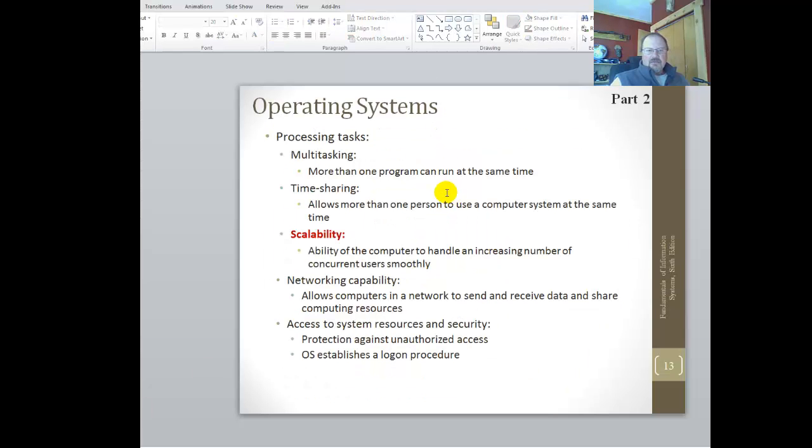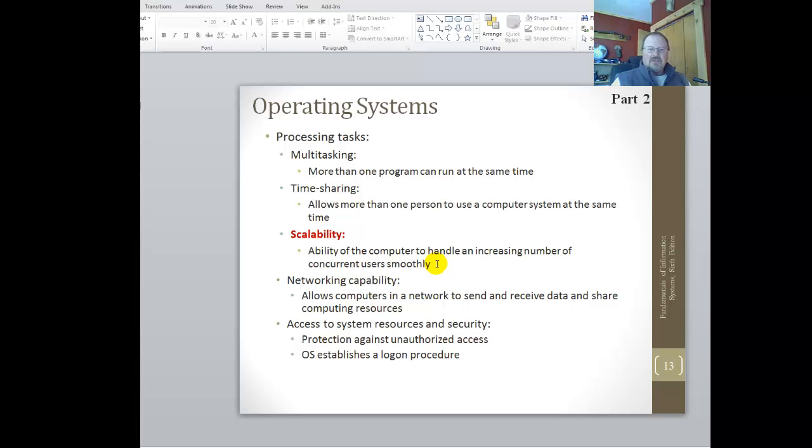And then we have additional operating system tasks. Let's see, multitasking. So processors have become multitasking, can do more than one thing at once. Scalable. Scalability is a really important term. It is the ability of the computer to handle an increasing number of concurrent users smoothly. So if we have 100 users on campus, the system there can handle 100 easily. Now, say we only buy a system that can handle 100. What happens when we get 1,000 students? Well, that system has to be scalable, and then it can move up and be able to handle and work with those 1,000 users.